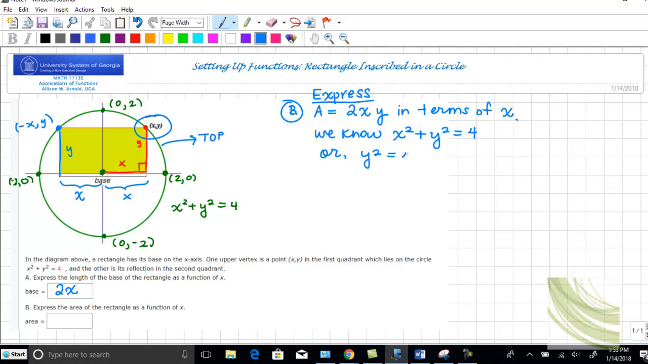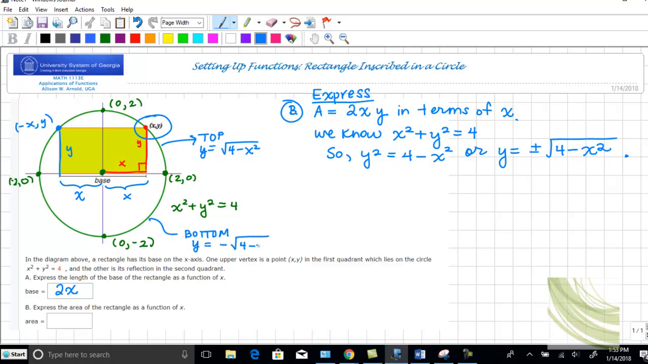So when we solve for y in terms of x, we get both plus and minus the square root of 4 minus x squared, and these correspond to the top half of the circle and the bottom half of the circle where the y's are negative. Okay, so we know all of this just from the equation of the circle.